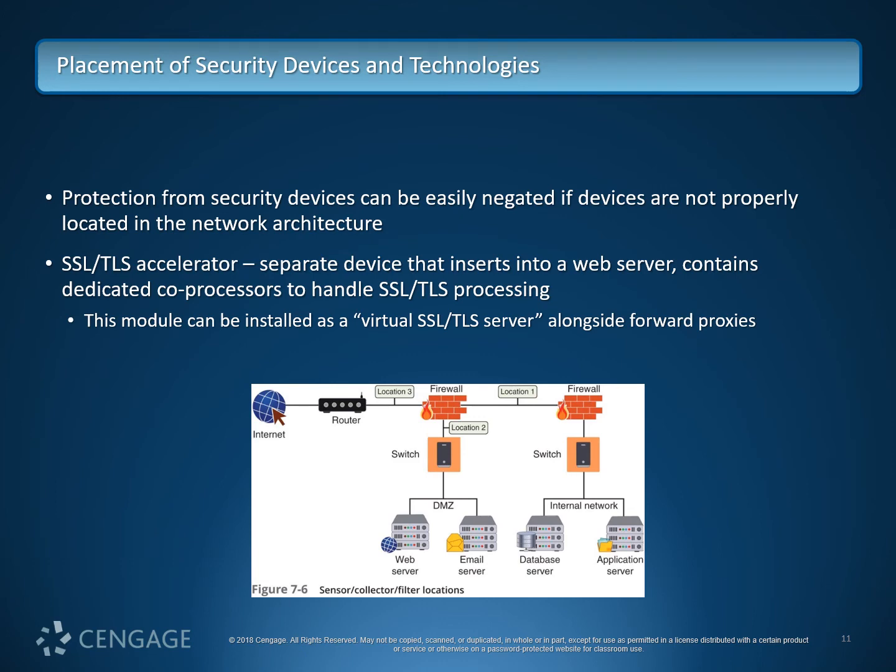So one of the examples is an SSL/TLS accelerator. This is a device that can be attached into a web server. Usually it's a slot card, and it's going to contain dedicated coprocessors to handle your SSL and TLS processing, because SSL and TLS is slightly more computationally intensive. This module can be installed as a virtual server as well, alongside a forward proxy.